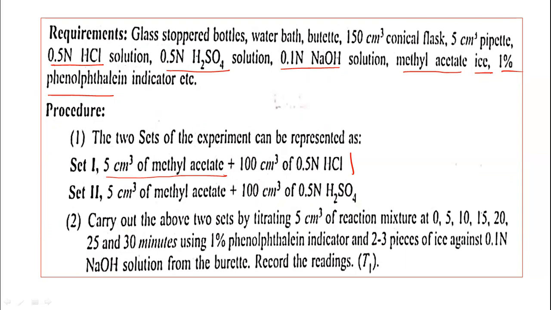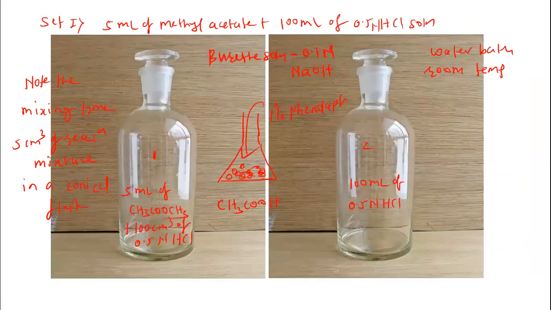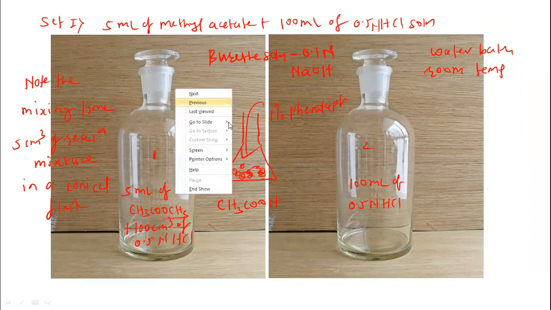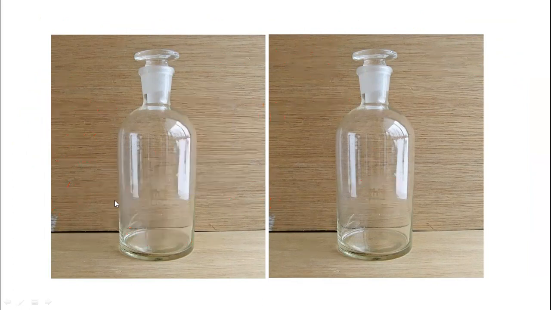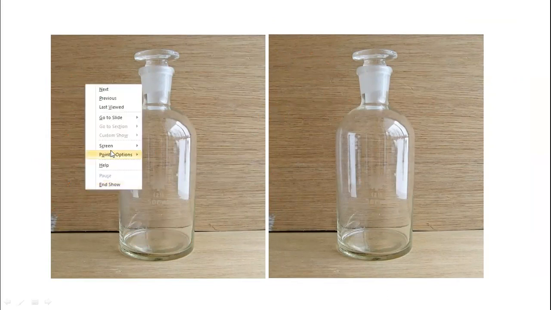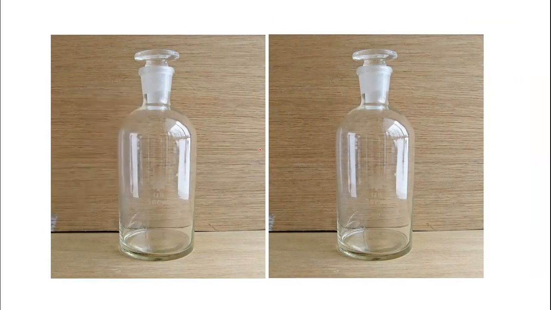Once again, in the two stoppered bottles, we take the solution of methyl acetate here. 5 ml methyl acetate in bottle number 1, and keep that bottle in the water bath. In bottle number 2, we take 100 ml of 0.5 normal H2SO4.